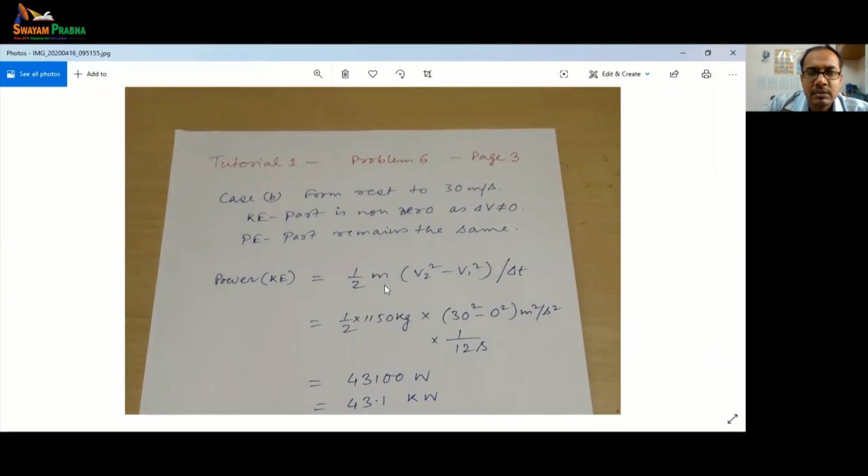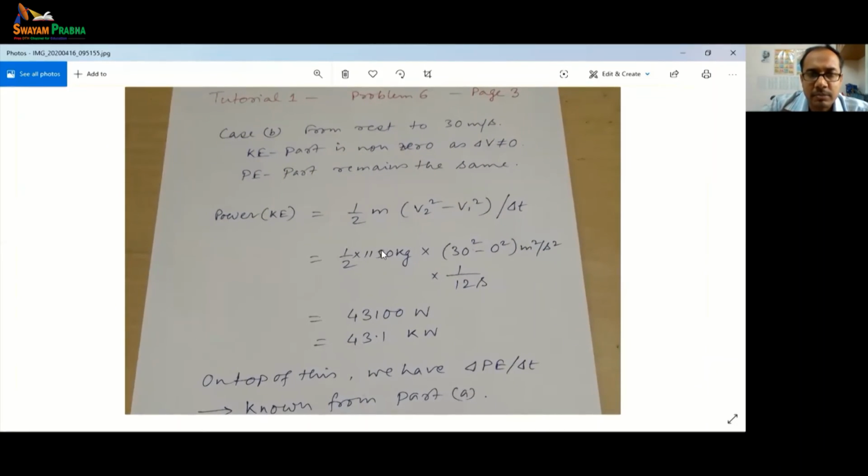So here we are not going to redo the potential energy change. We can only focus on what is the power required to accomplish the kinetic energy change, that is from rest to 30 meters per second. So what would be the change? That would be half m v squared. So here the delta of that kinetic energy will be v2 squared minus v1 squared, right? So half m (v2 squared minus v1 squared) divided by delta t.